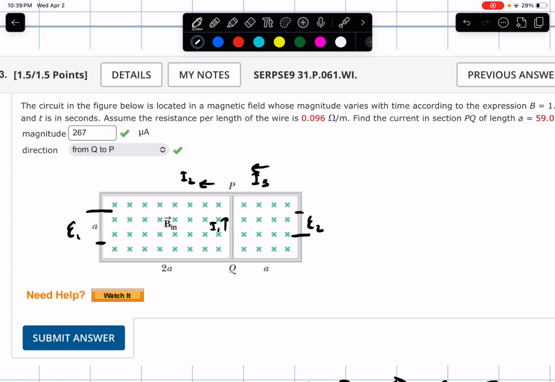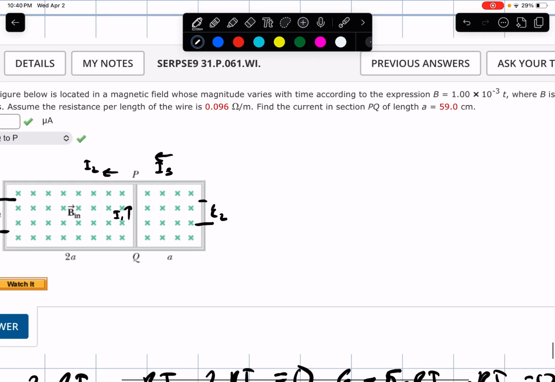And now what you have to do is direction. As you can see, the magnetic field is pointing into the screen. First off, the magnetic field is increasing because B is equal to 1 times 10 to the negative third T. So there's no negative, it's going to be increasing.